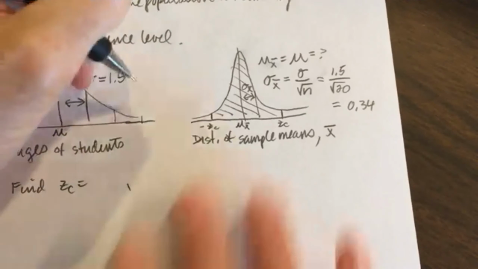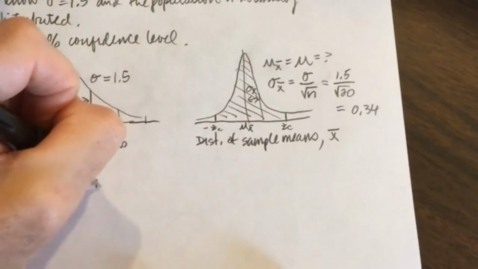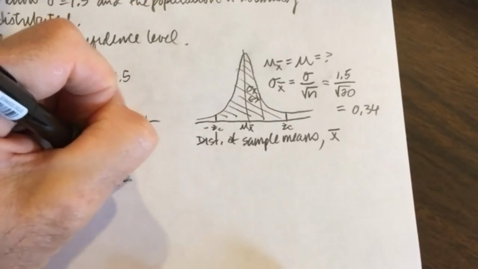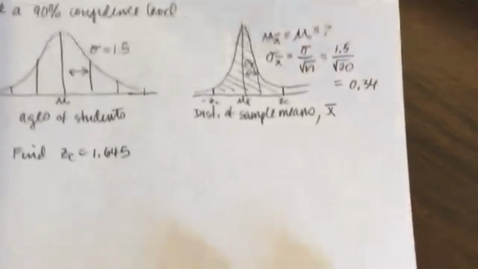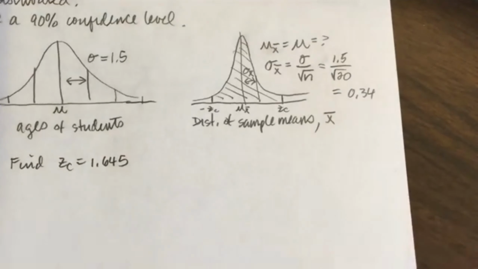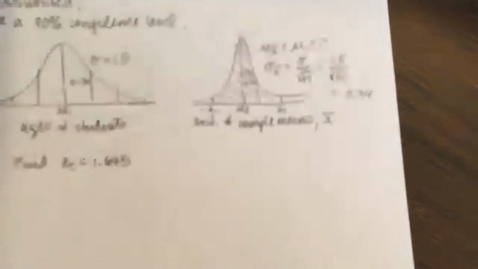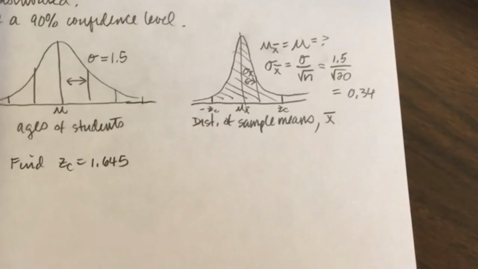Find Z sub C, right, which is 1.645. Okay, and that's going to have to be book, table, calculator, any one of those ways I showed you. And you don't have to use them all, but pick one, or just remember this number. That's the last way you can do it. All right, so that's the first step.